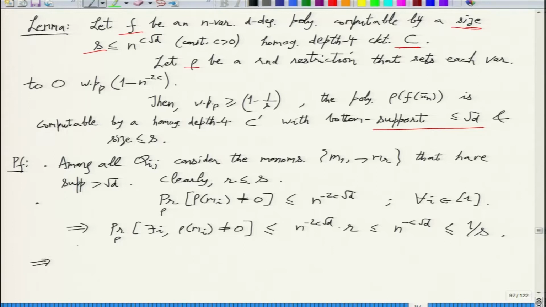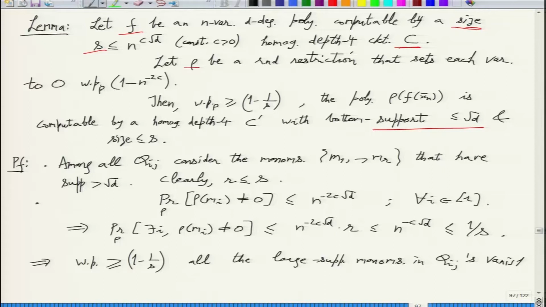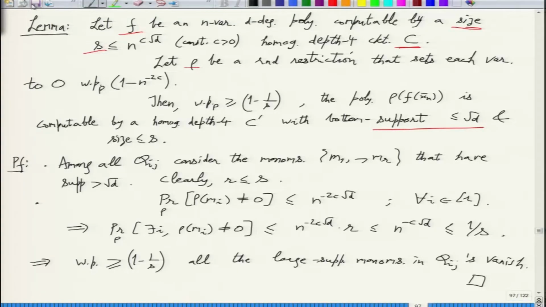Hence we have shown that with probability greater than 1 minus 1 by S, all the large support monomials in the QIJs vanish. Yeah, so this is a simple argument. Now the monomials that remain are low support, square root d support. But we are still not in a position to use the upper bound for shifted partials, right? Because b is not small.